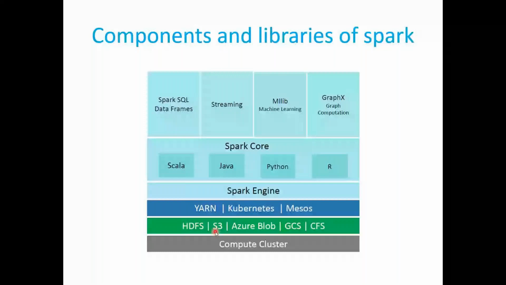Then on top of it, you have the resource manager such as Yarn or Kubernetes or Mesos. These are the three options available for you. One of these can be used as your resource manager, but the popular choice is again Yarn, Yet Another Resource Negotiator. Then we have Spark Core. As I told, we can write the code in Spark in multiple languages.